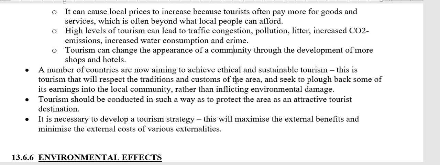High levels of tourism can also lead to traffic congestion. More people, more cars on the roads, more pollution, more litter, more CO2 emissions because we transport them around, more water consumption, more crime. Our local people are also involved in crime when it comes to the tourists. Tourists get robbed. People know that the tourists are walking around with fancy cameras and fancy phones or whatever, so they are a target. So it does increase our crime rate as well in terms of theft, because they target the tourist industry. So there are a lot of negative consequences that come along with tourism.